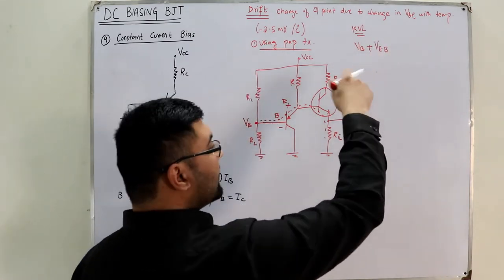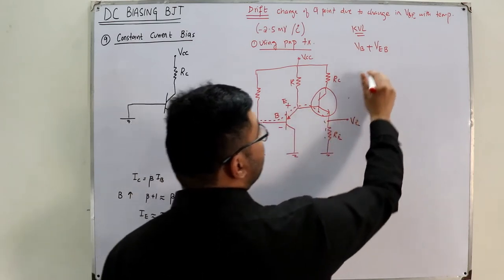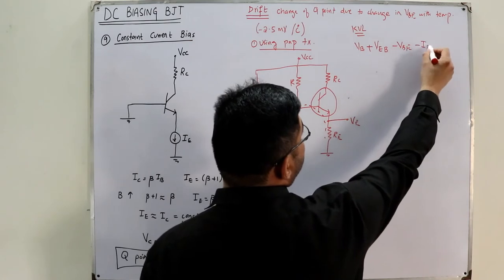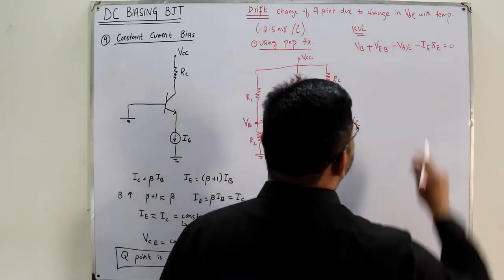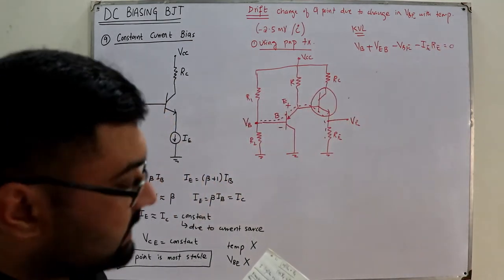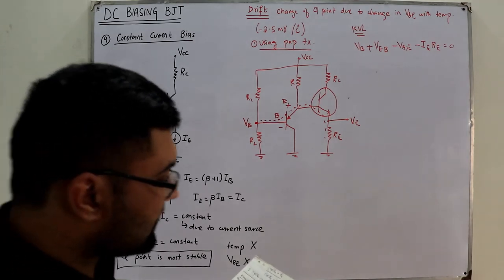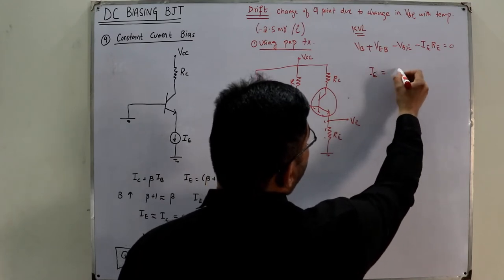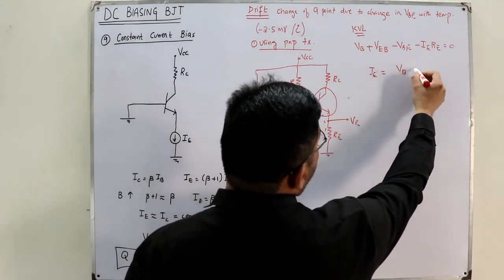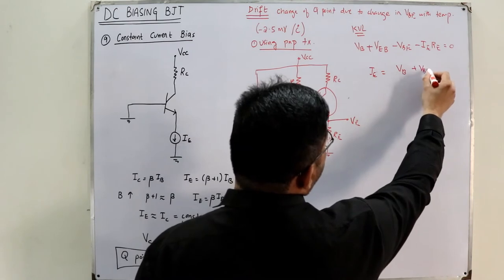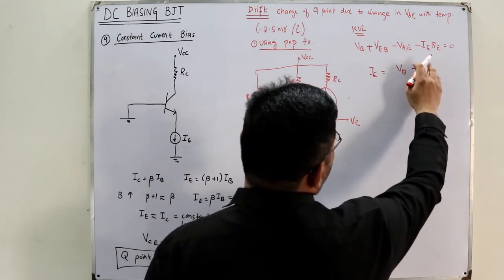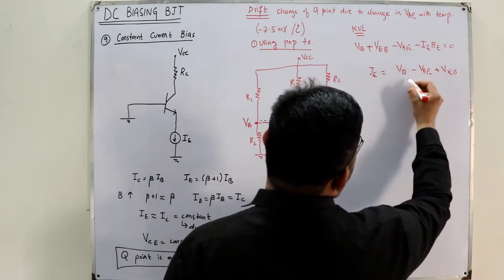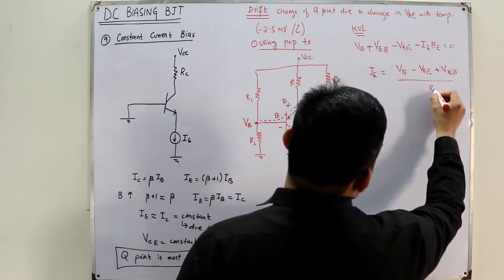Why? Because E is at a higher potential. Then similarly, you have a minus VBE, and then you have a minus IE times RE, and this is set to zero. And is this right? It is right. Now the value of IE would be what? IE would be VB plus VBE minus VBE plus VEB, and this is whole divided by the resistance RE.